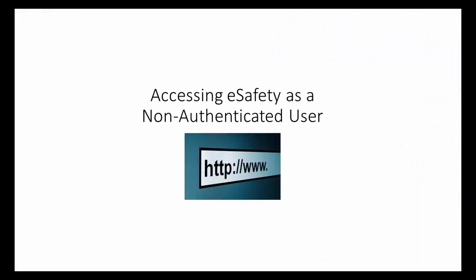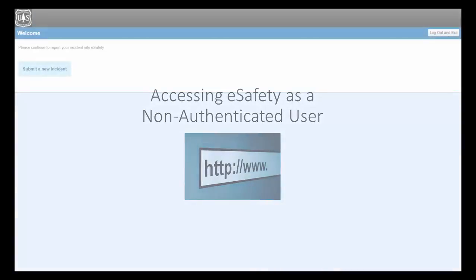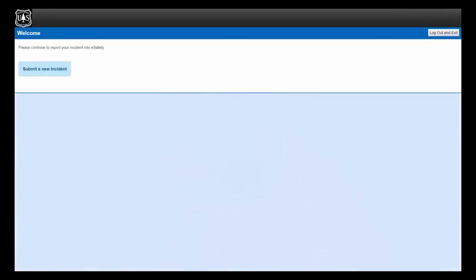If you are not a regular Forest Service employee, you will access eSafety by clicking a link provided by your supervisor. The link will direct you to eSafety so you can log an incident. Note that your access to eSafety is limited to just logging incidents. To begin, you would click Submit a New Incident.